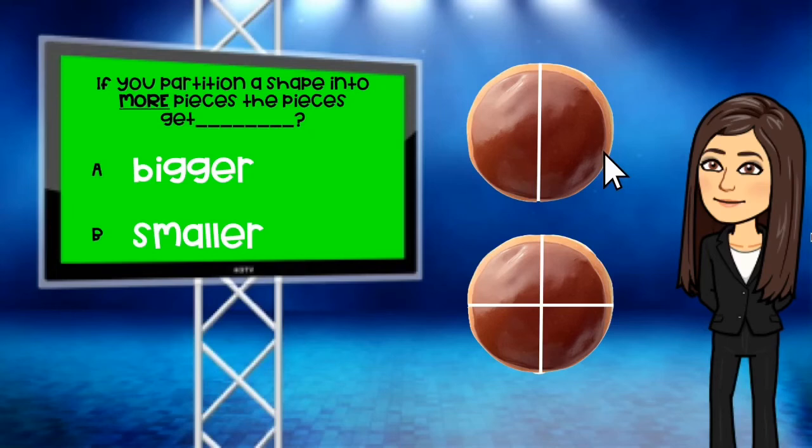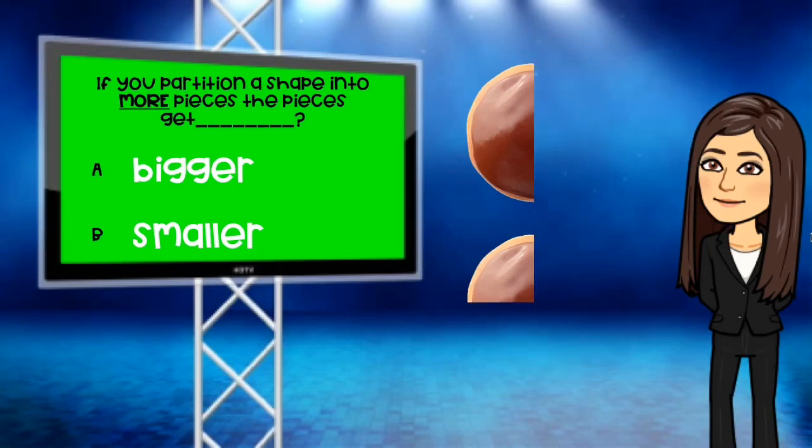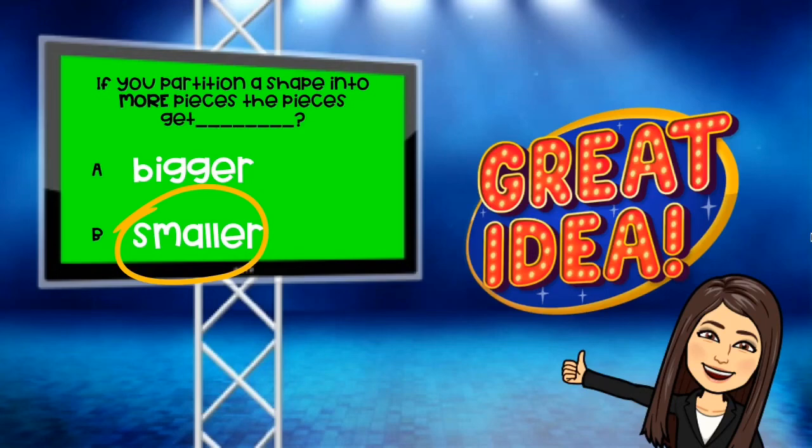So when we have more pieces, do the pieces get bigger or smaller? It can be a little bit tricky because when we hear more, we might be thinking a bigger number. But really, when we are cutting something up into more pieces, the pieces are getting smaller. So when we have more pieces to partition, they are smaller.